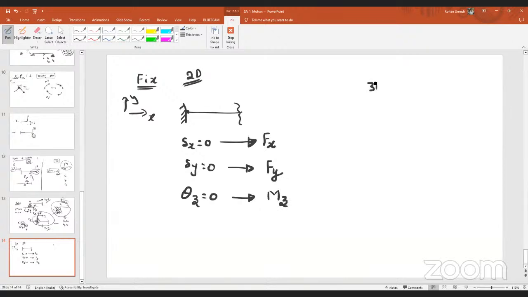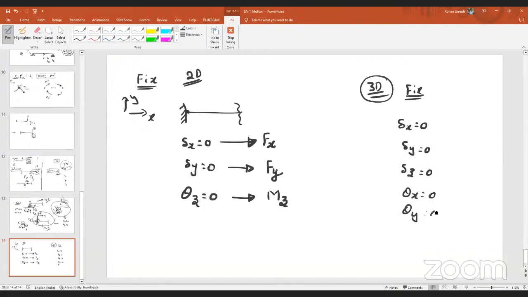What if we are talking about a three-dimensional plane? If we are talking about the same fixed support in three dimensions, then how many deflections or translations are 0? 3. Delta x equal to 0, delta y equal to 0, delta z equal to 0. Similarly, theta x equal to 0, theta y equal to 0, theta z equal to 0. Right. So corresponding to these 6 types of restraints, there will be 6 resisting forces developed.